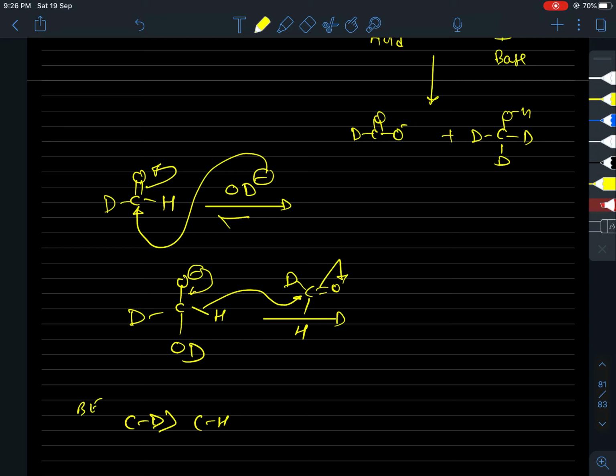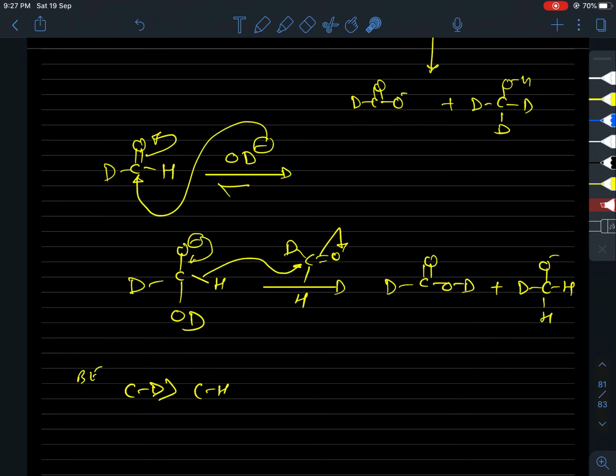So what are you going to get? D-C double bond O-OD along with D-C-O minus, H and H. Interestingly, again this acid and base pair is generated, so this time D will be transferred: O minus plus D-C-H-H and O-D.